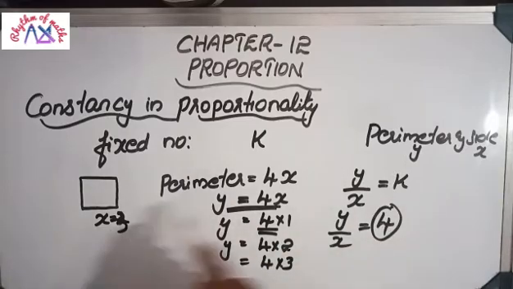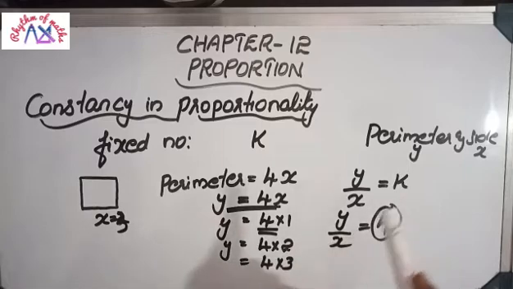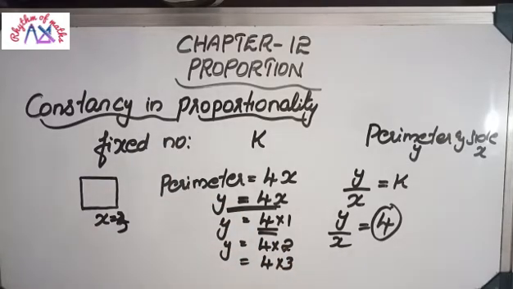Whatever be the number of sides, this 4 is a fixed one. That's why 4 is the constant of proportionality. So this is the definition for proportionality constant. Now let's move on to problems from the second activity, page number 185.